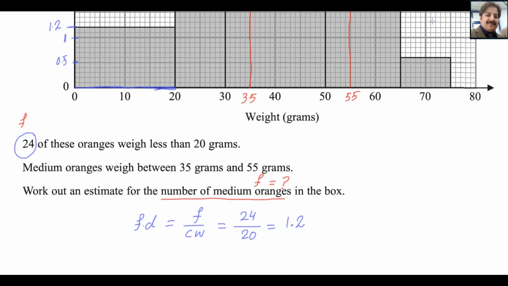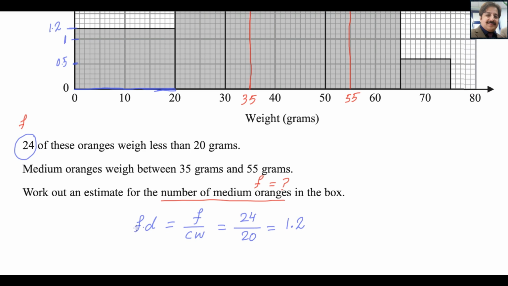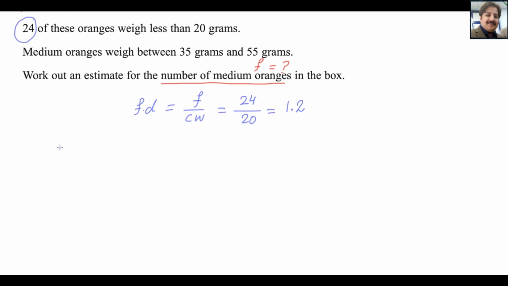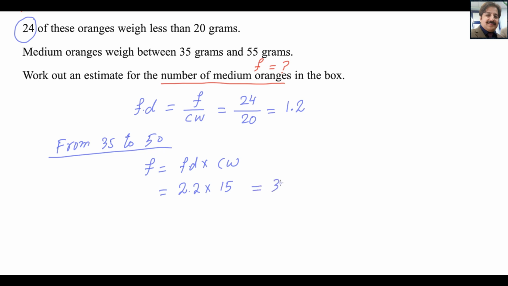Actually we are using the same formula. If you want to find the frequency, we multiply frequency density by class width. From 35 to 50, we can divide this into two different intervals. From 35 to 50, what will be the frequency? We multiply frequency density by class width. The frequency density for that interval is 2.2 and the class width is 15, and the answer will be 33.